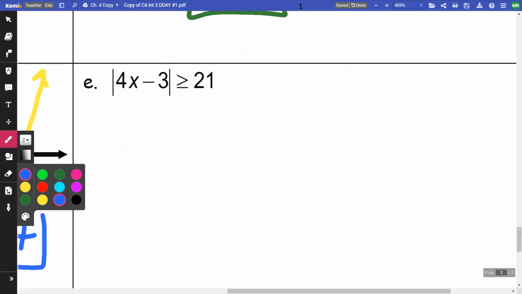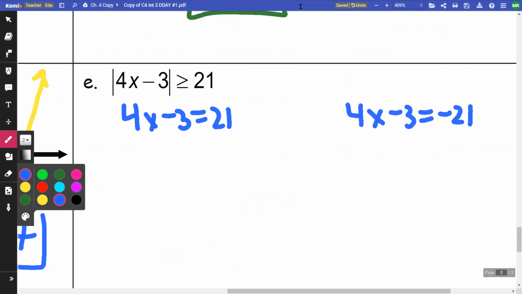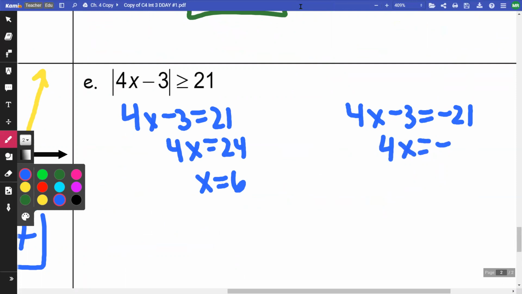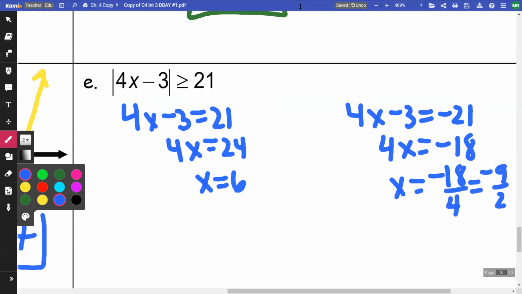Okay, on E, this is isolated. So I'm really going to solve 4x minus 3 equals 21 and 4x minus 3 equals negative 21. I'm going to add 3 to both sides. So I get 24, divide by 4, and I get 6. For the other one, I'm going to add 3 to both sides, and I get negative 18. I'm dividing by 4, so I get negative 18 over 4, or negative 9 halves if I reduce, or negative 4.5.